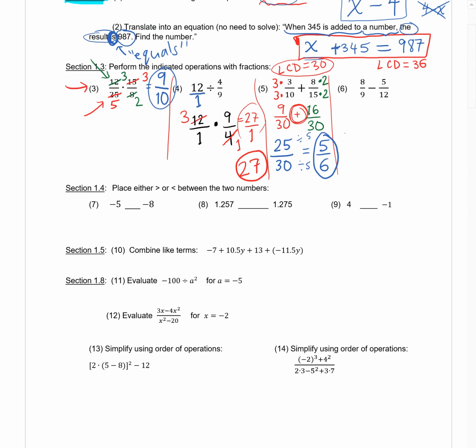So what would I have to multiply the first fraction by so that its denominator is 36? Well, right now its denominator is 9. 9 times 4 would be 36. So that's what I need to multiply that guy by. And that'll become 32 over 36.